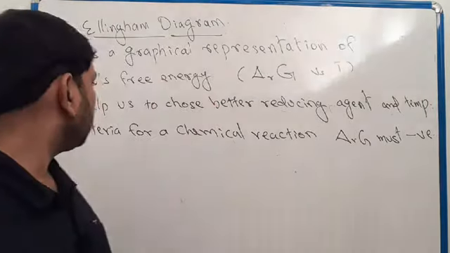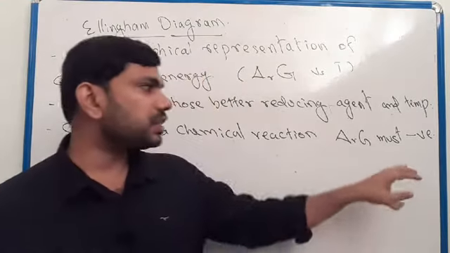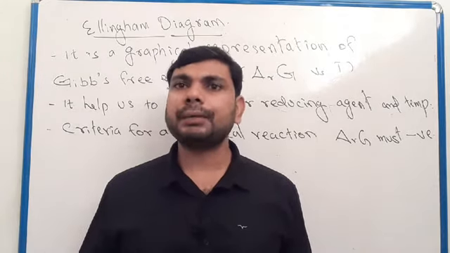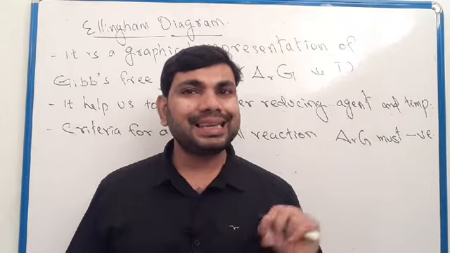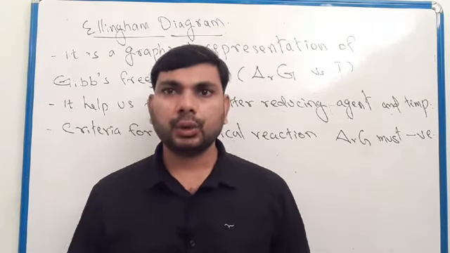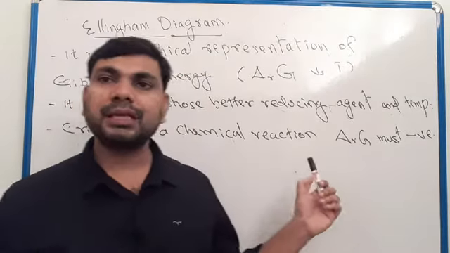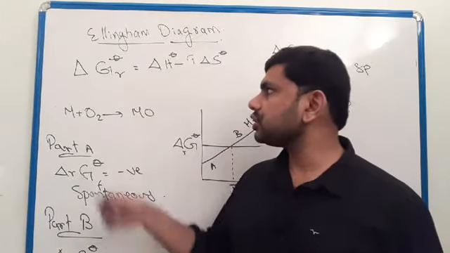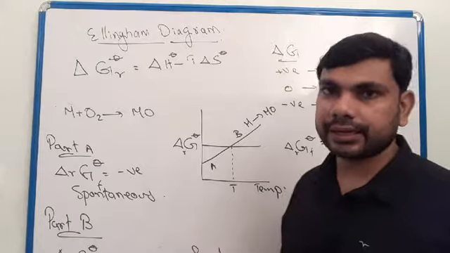Also, the criterion for a chemical reaction is that delta G, the Gibbs free energy, must be negative. Only then is the chemical reaction spontaneous. For a spontaneous chemical reaction, delta G must be negative. Clear? Next, the Gibbs free energy equation: delta G is equal to delta H minus T delta S.